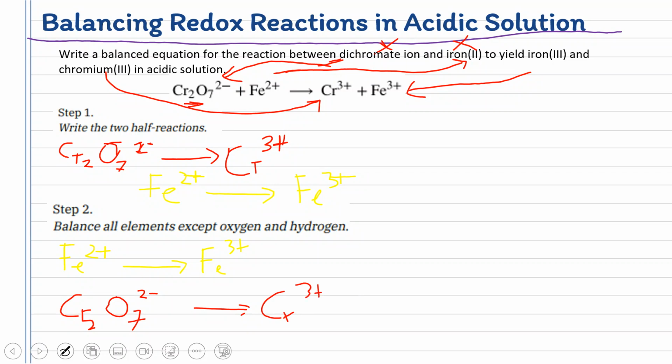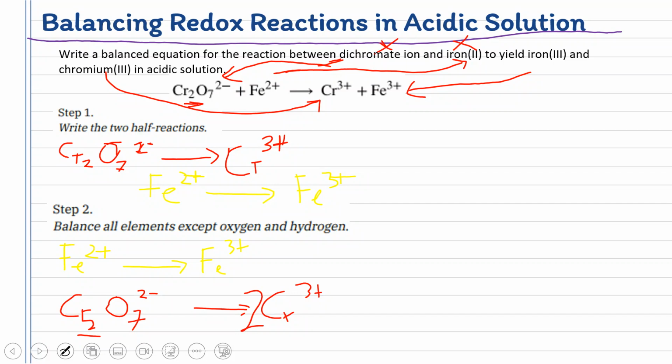I am balancing Cr. Cr has 2 here, but Cr is 2. You can see this 2. There's 2 here. There's nothing here. So there's 2 of Cr. So I'm going to balance Cr by putting 2 here. Do you see what is happening? I just balance Cr so the Cr will be balanced.